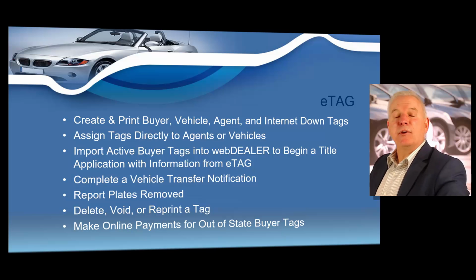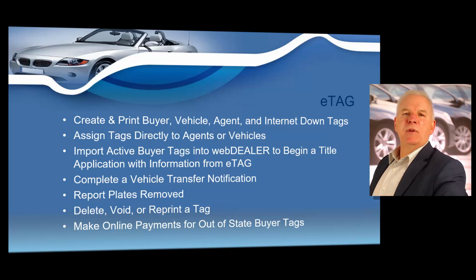eTag allows dealers to complete the following tasks. You can create, maintain, and print buyer tags, vehicle tags, agent-specific, and internet down tags, assign tags directly to agents or vehicles, import active buyer tags into Web Dealer to begin a title application with information from eTag, complete a vehicle transfer notification. You can create fleet buyer tags. You can report plates that are removed, delete, void, or reprint a tag. You can also make online payments for out-of-state buyer tags and create really great customizable reports.